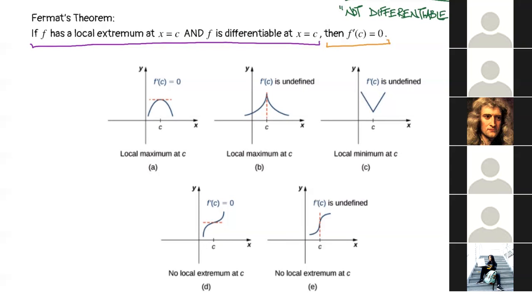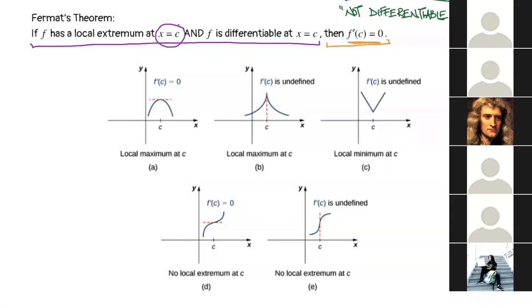So if f has a local extremum, it means that it has a maximum or a minimum at a specific x value. We're going to call it x equals c, so that c stands for some number. But if there is a local maximum or local minimum at c, and f is differentiable at c, meaning you can find the slope at c, then we know that the derivative at c is going to be 0.